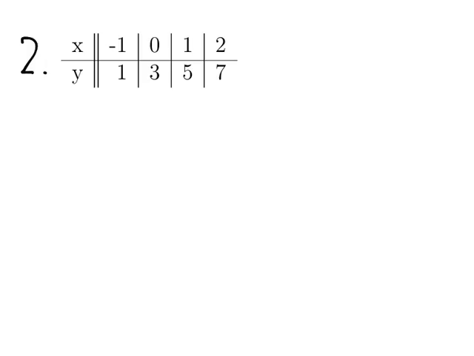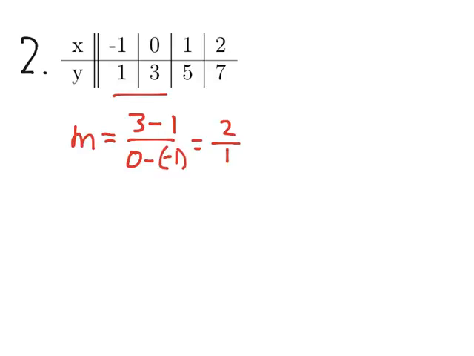For number 2, we have a similar problem. So let's start by finding the slope. I'm going to again use the first 2 columns for this, just for uniformity. The y values as a difference, divided by the difference of the x values, 0 minus negative 1, is going to be 2 over 1, or just 2.